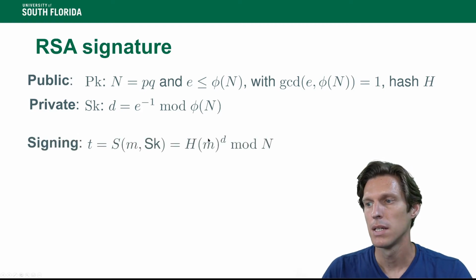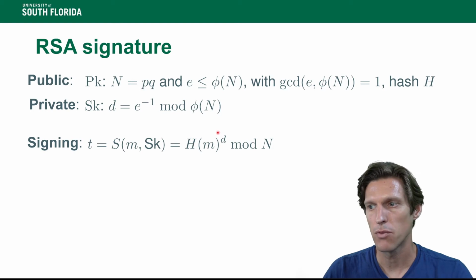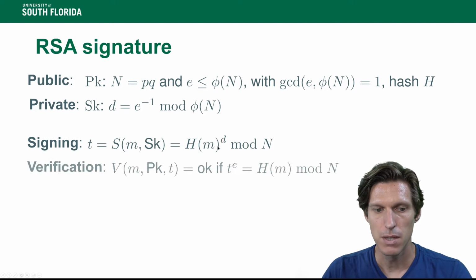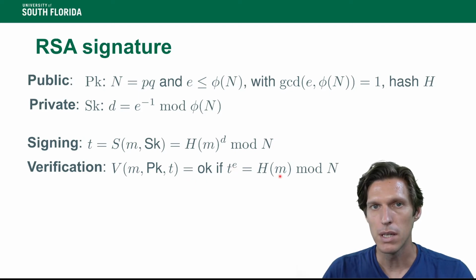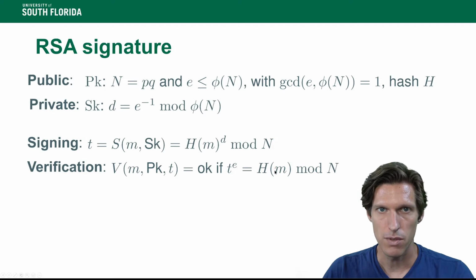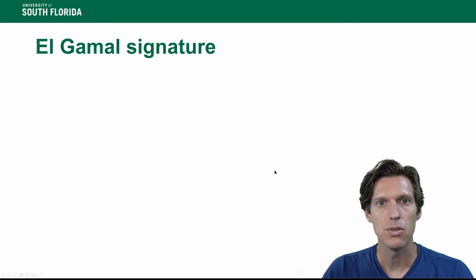And then here we perform exactly the same operation as before, except that we hash M and then raise it to the power d. The verification is: you raise the tag to the power e and verify that it equals the hash of the message. And if that's the case, you accept.